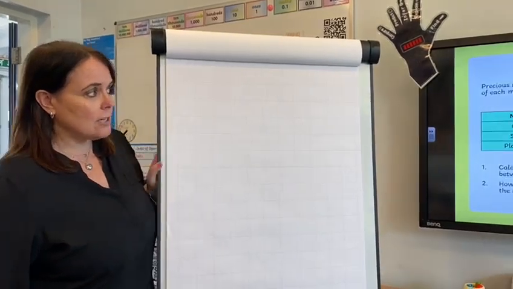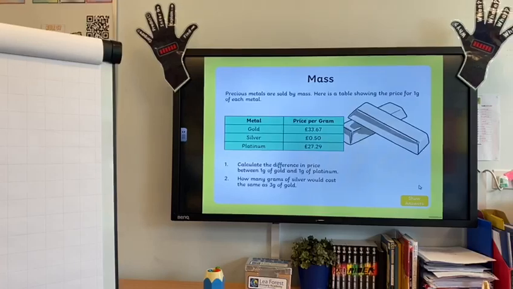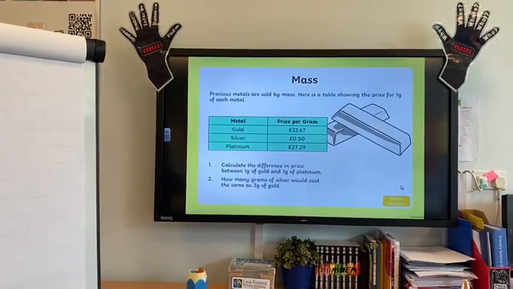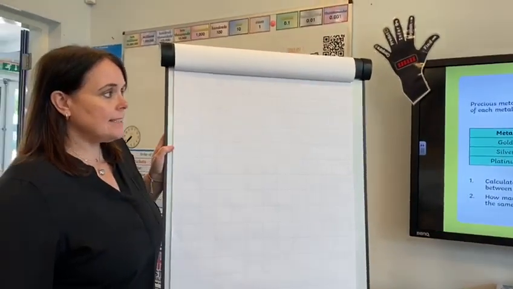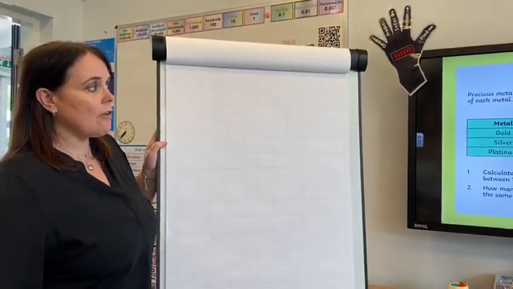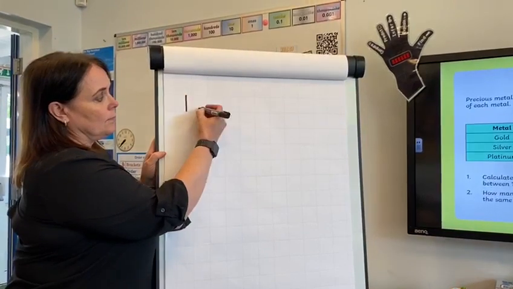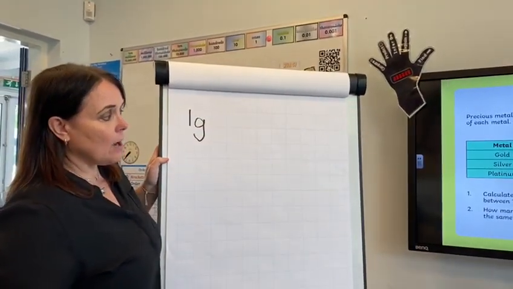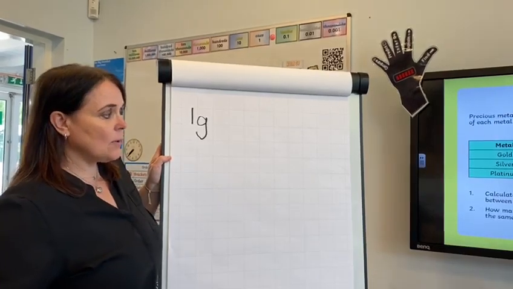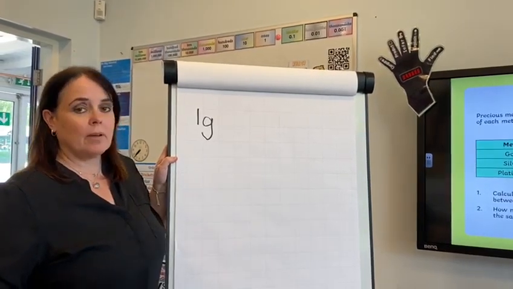So the first question is all about mass, and it says precious metals are sold by mass. That's another word for weight, how heavy they are. Here's a table showing the price for 1 gram of each metal. Number 1, calculate the difference in price between 1 gram of gold and 1 gram of platinum.